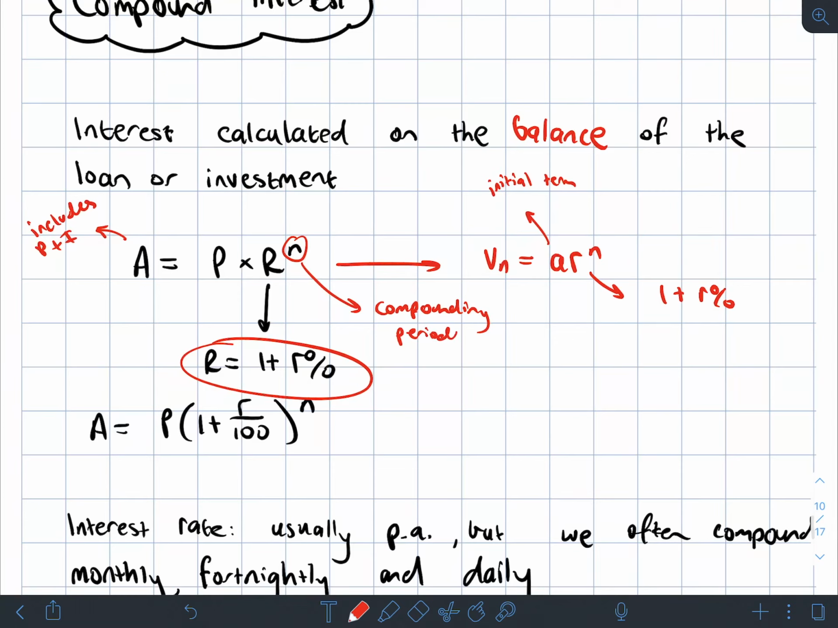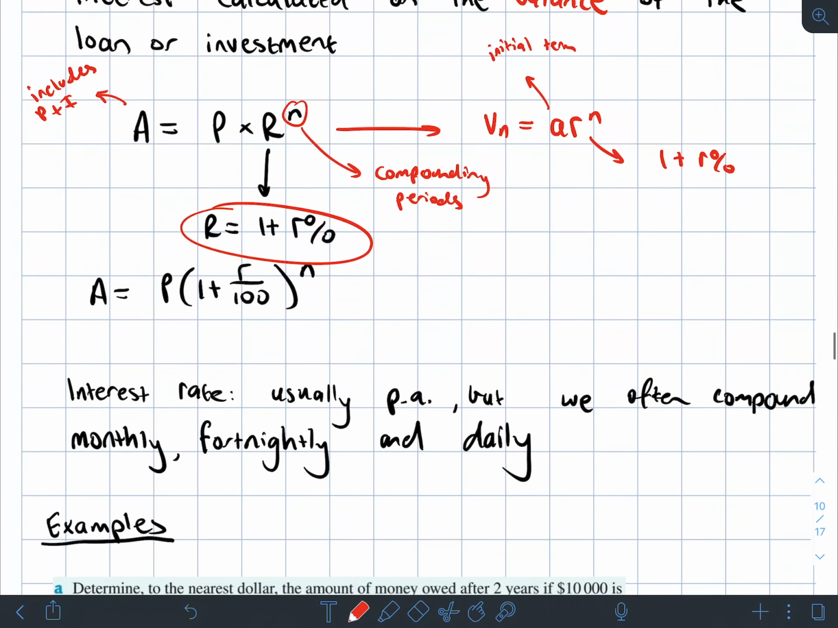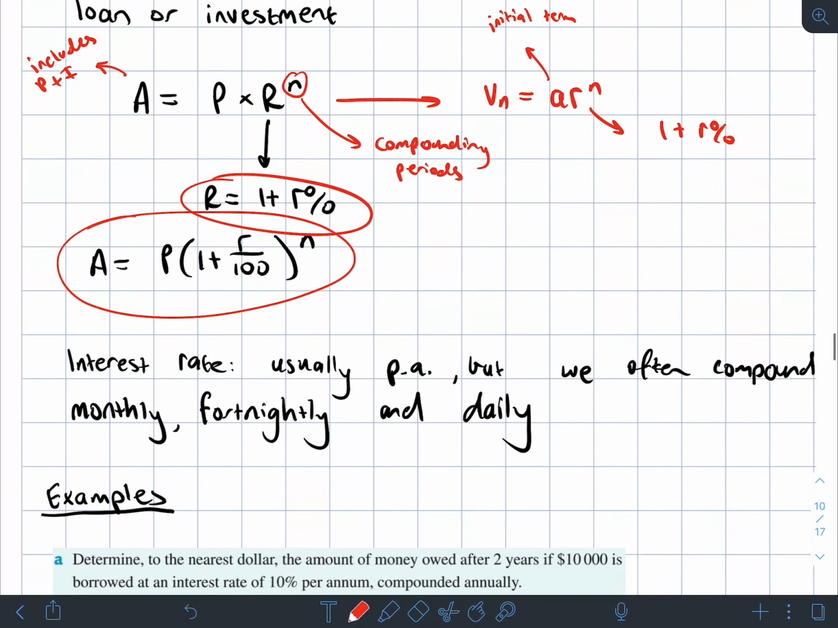Okay, because sometimes we do calculate annual compound interest, but more often it's a monthly thing, say if it's for a house loan, or if it's a daily thing, if it's a credit card loan. Okay, but generally this is the form of the equation that we're using. And just like before, our interest rate is usually expressed as per annum, but if we're compounding in monthly or fortnightly or daily frequencies, then we need to change that interest rate to match that.